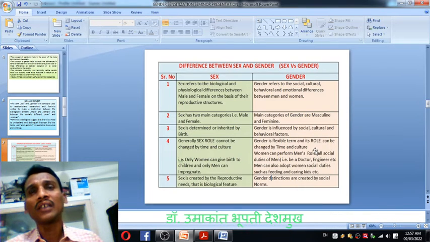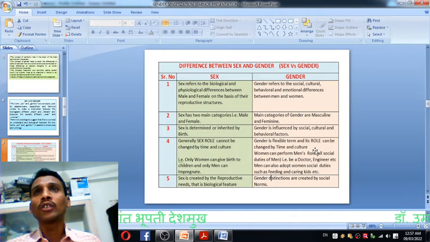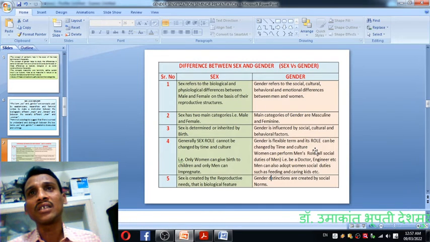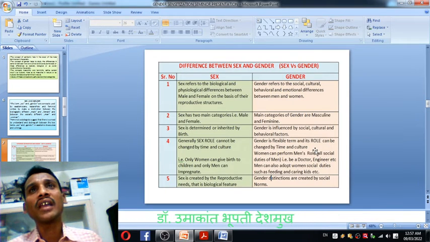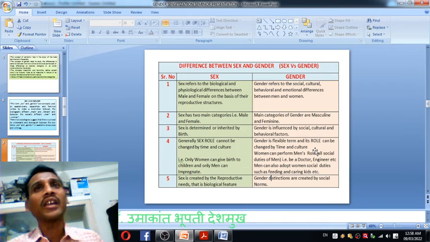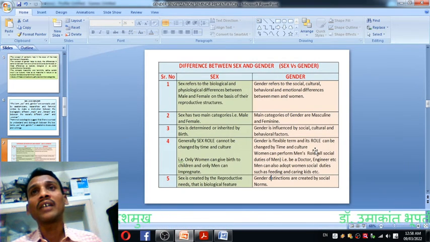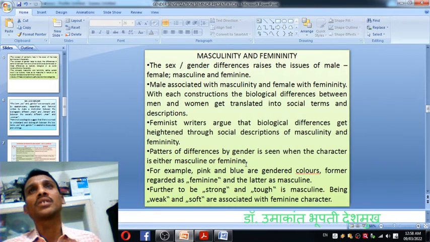But in the case of gender, a woman can perform men's roles and social duties; she can become a doctor or an engineer. Men can also adopt women's social duties, such as feeding and caring for kids. But sex cannot be changed. Sex is created by reproductive need, that is, the biological feature, but gender distinctions are created by social norms.